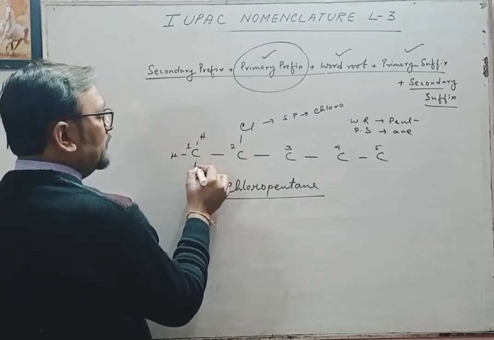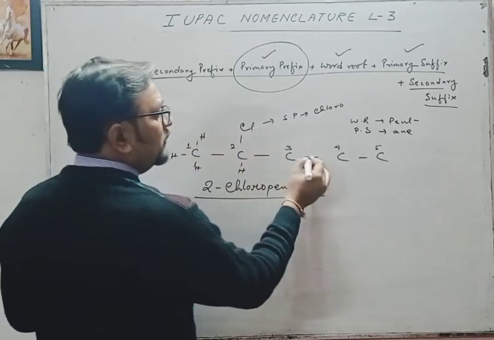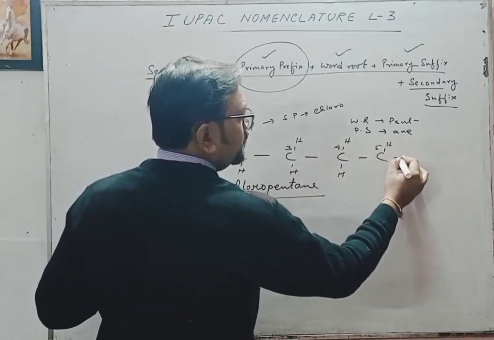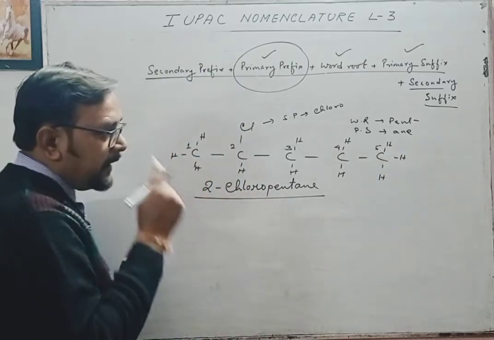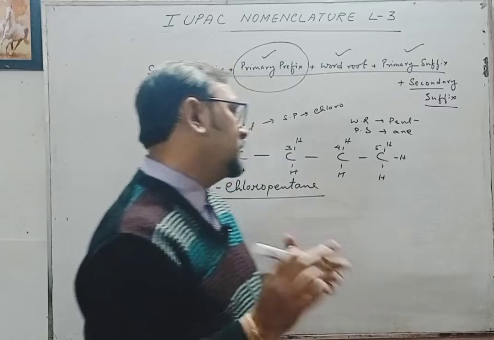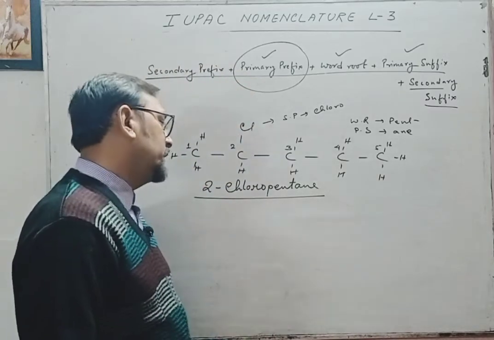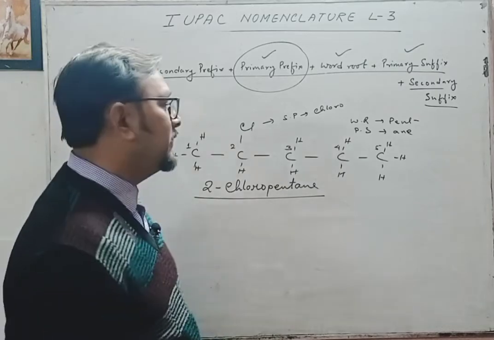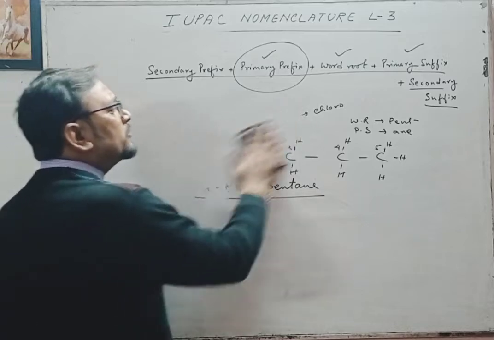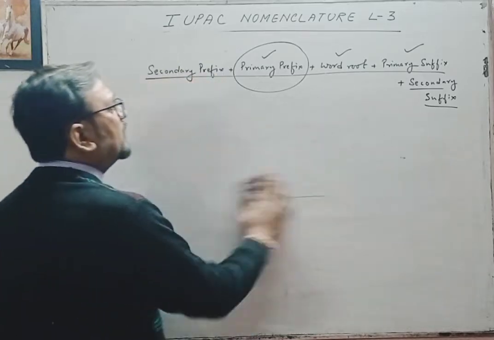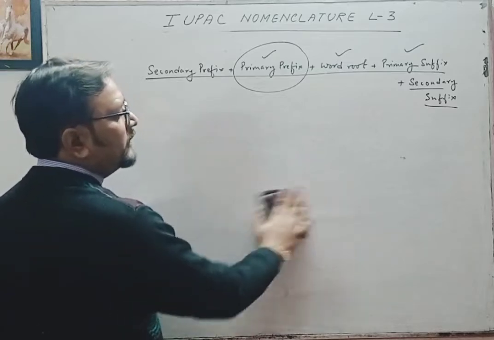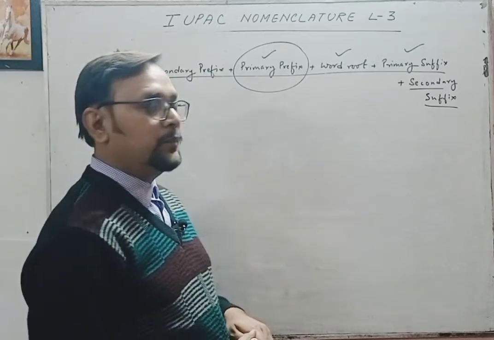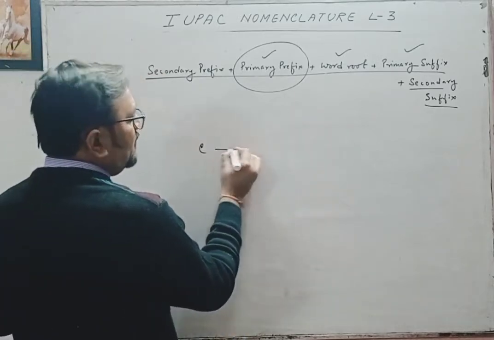Count 1, 2, 3, 4. 1, 2, 3, 4. 1, 2, 3 and 4. Okay, how to put the hydrogen I have already taught in the previous lectures, so if you have any confusion, you should start from there. So 2-chloropentane will be the name of this compound. Clear all of you? Here also you saw that I have not used any primary prefix. Here I have not used any primary suffix, rather we are using the secondary prefixes. Let's take another example.